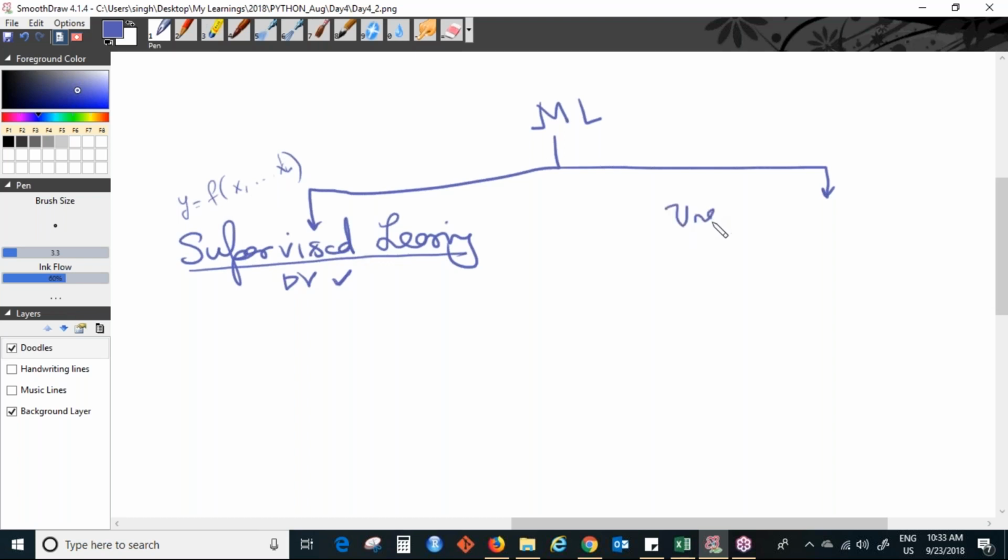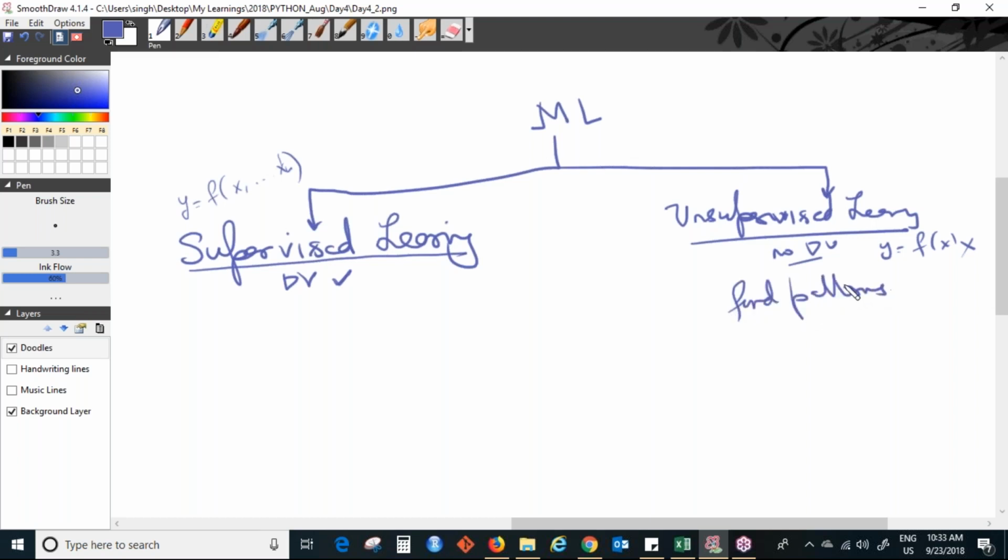You have another type which is called unsupervised learning. Unsupervised learning is where you do not have a dependent variable. So here we do not try to find anything of this sort. This is not our goal. Here the goal is just to find patterns in data. The goal is not to find the relationship or the dependent variable, because there is no dependent variable here. This is just finding patterns in the data.